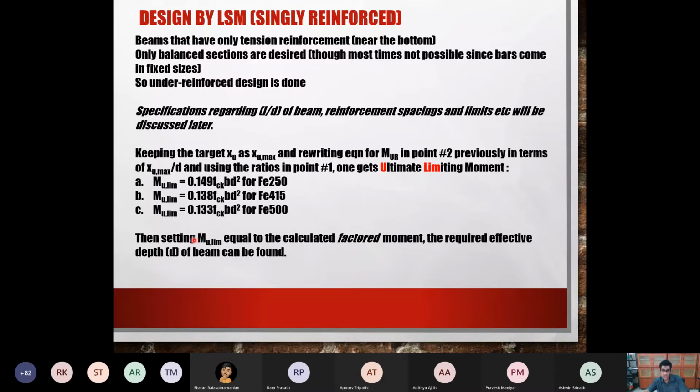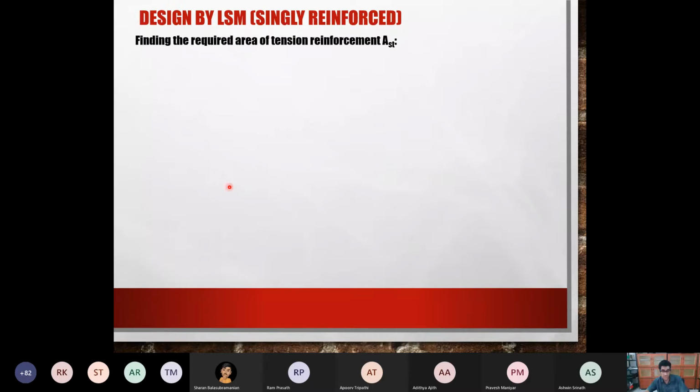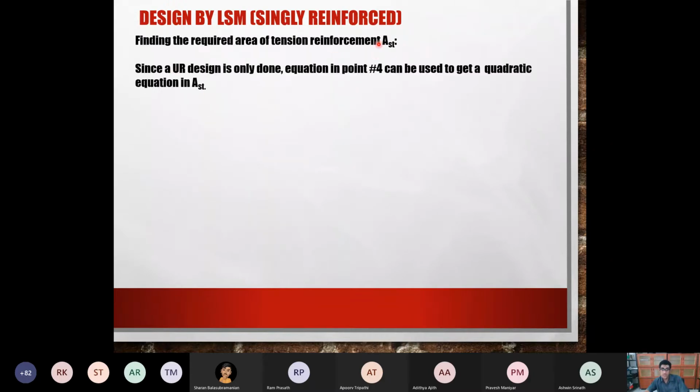So for the factored moment, you will say that Mu limit of the beam should be equal to at least this factored moment, and then you will be able to find out what depth is required. So then you will have your depth of the beam. And now the next thing is you have to find out how much reinforcement to give. In general, you want to do balanced, but you cannot achieve that. So you will do an under-reinforced design.